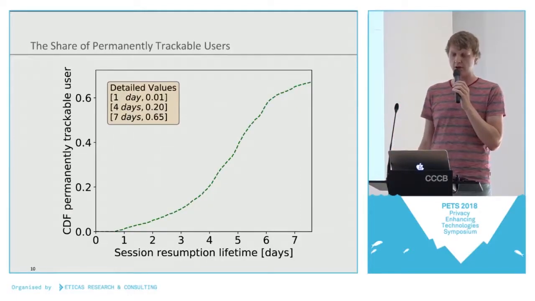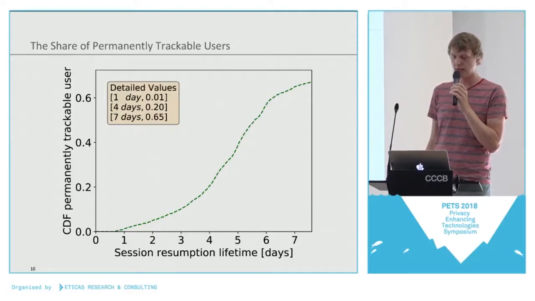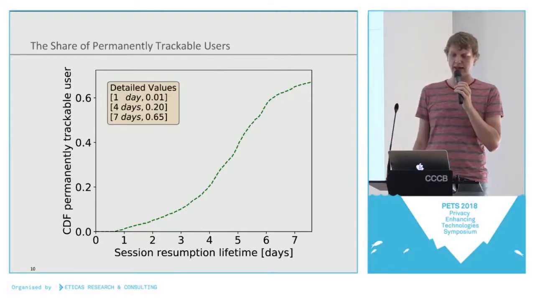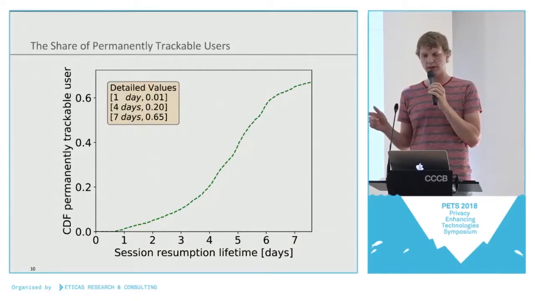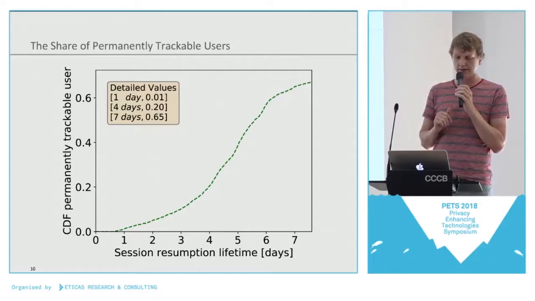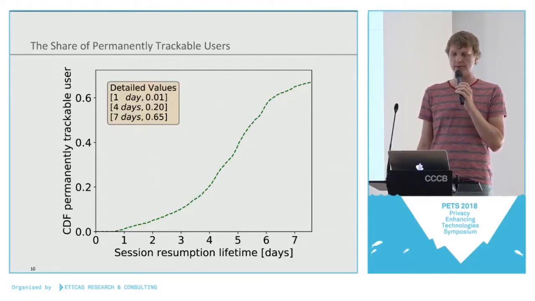Thus, let's have a look at the permanently trackable users. We see that for a session resumption lifetime of a single day, there's only 1% of the users permanently trackable. However, when we increase the session resumption lifetime to 7 days, and please note that the TLS specification of TLS version 1.3 recommends as an upper limit a session resumption lifetime of 7 days, we can permanently observe 65% of all users through this mechanism.